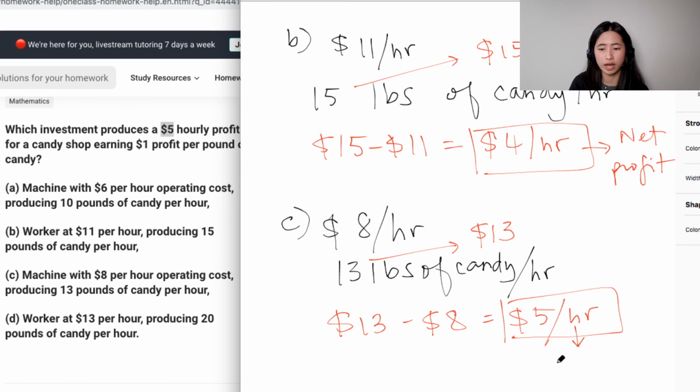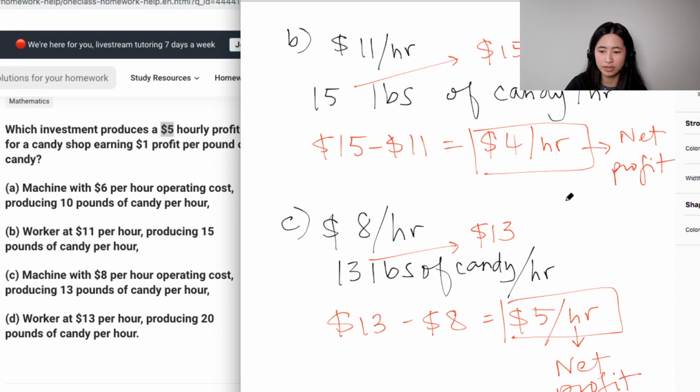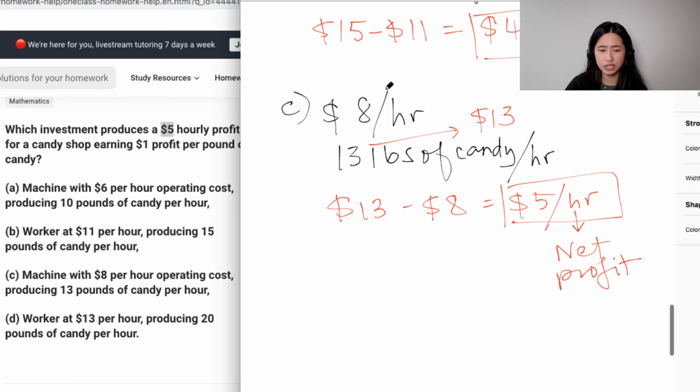So we can arrive at the conclusion that it's going to be C, because your hourly profit for the candy shop is going to be 5, right? So this is taking into account the operating costs, and also the amount that you're earning for the candy. So that's why it's C.